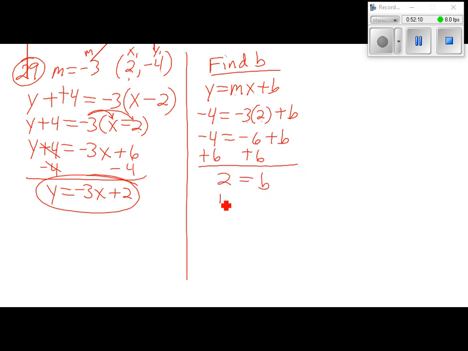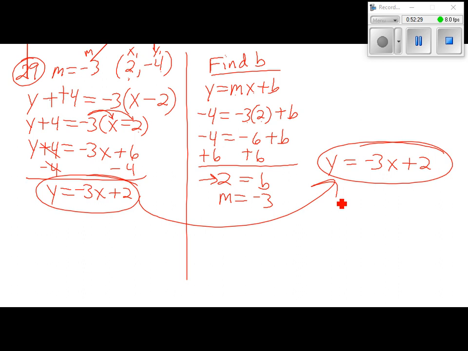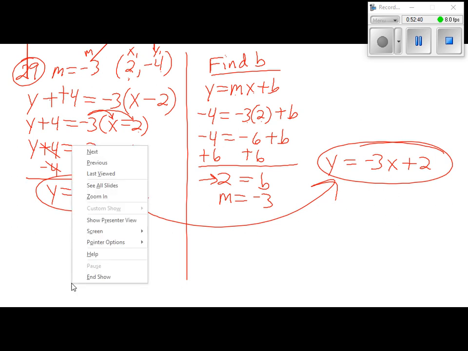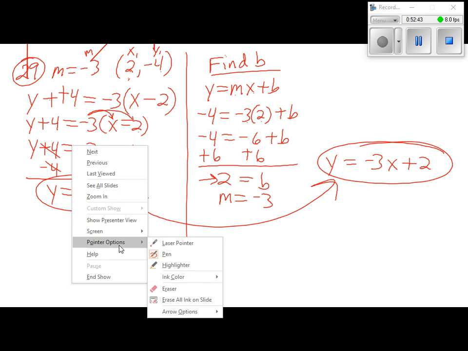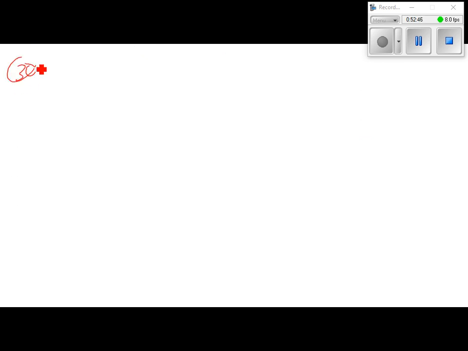We already knew that m was -3. And I just go back to my y equals mx plus b form, and I plug in for m and I plug in for b. So y equals -3x and b is 2, so plus 2. That's our equation. And when I look at these two, they should come out the same equation here. You don't have to do both, just one or the other, whichever one you think is easiest for you. Number 30.